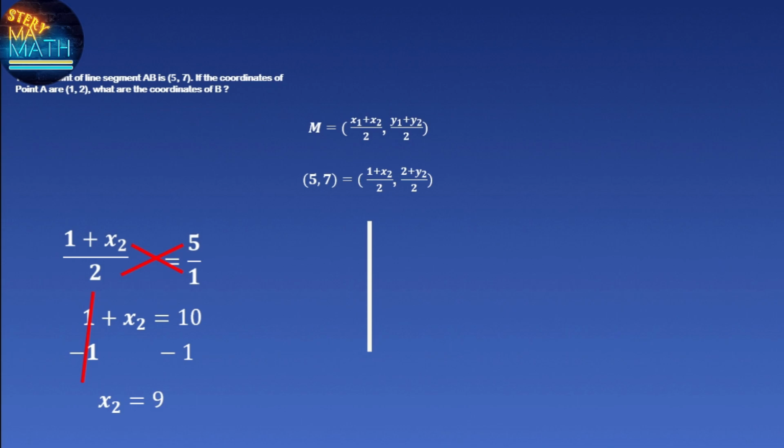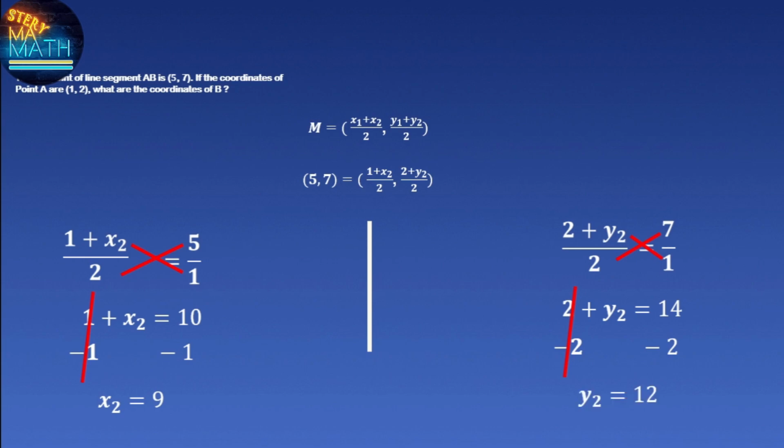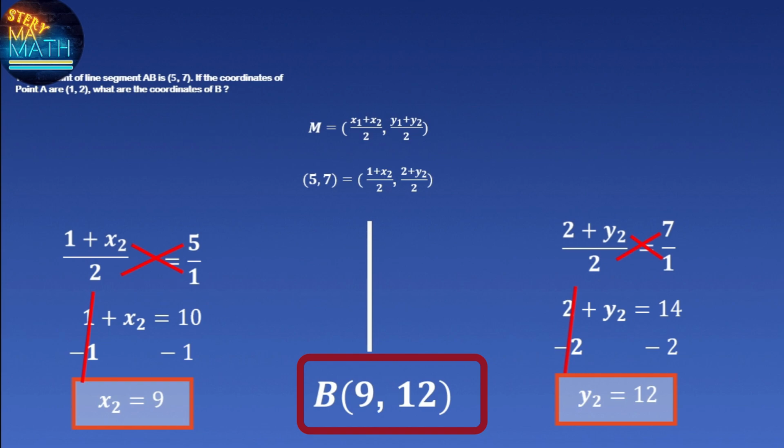Likewise, we will do the same procedure with the second coordinate. 2 plus y2 divided by 2 is equal to 7, which is 7 over 1. Cross product, 1 times 2 is 2, and 1 times y2 is y2. And on the second side, 2 times 7 is 14. We can subtract 2 from both sides, so y2 is equal to 14 minus 2, which is 12. Now the second point, B, is 9 and 12.